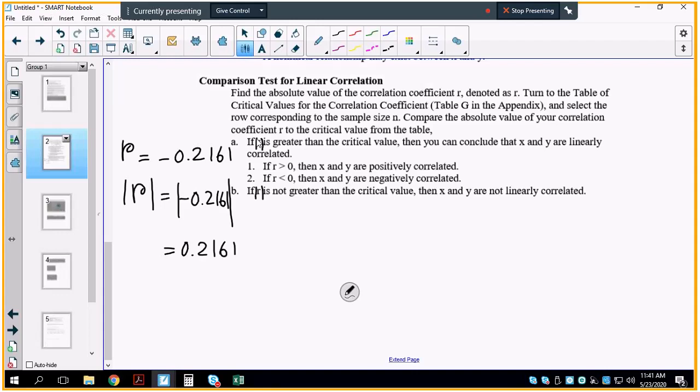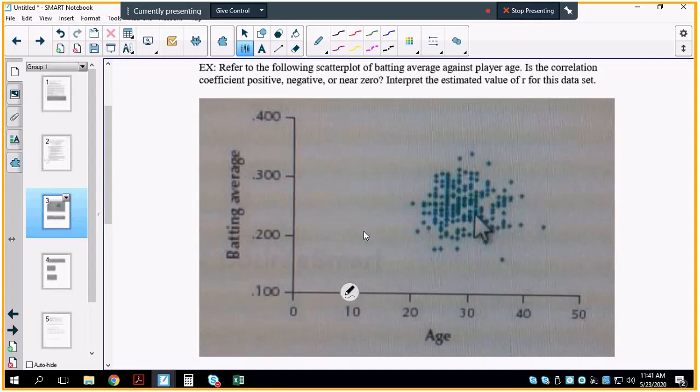Our next few slides are going to talk about the exercises of this theoretical aspect. So let's go to the next page. This example is referring to a scatter plot of batting average against player's age. So the x-axis represents the batter's age, whereas the y-axis represents the batting average. The question is: is the correlation coefficient positive, negative, or near 0? The estimated value of r for this data set will be interpreted.